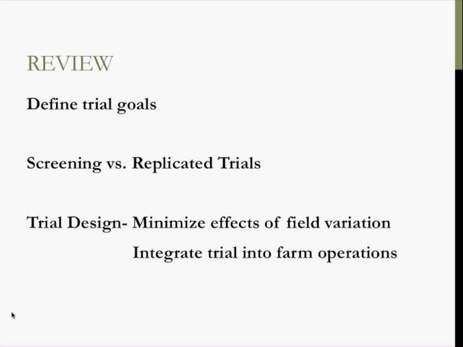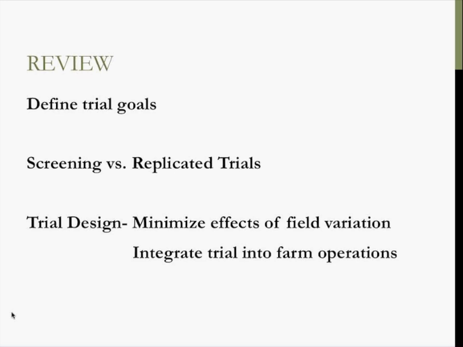So just to review quickly, last time we focused on why you might want to do a variety trial, and then how to set up the trial and how to do the trial design. So one of the 3 important pieces that we talked about are defining your trial goals, so trying to be as specific as possible about exactly what information you're hoping to get out of doing a variety trial. That could be any number of different things, like you might be interested in looking at something like yield, where you want to compare different varieties to each other and how well they yield.